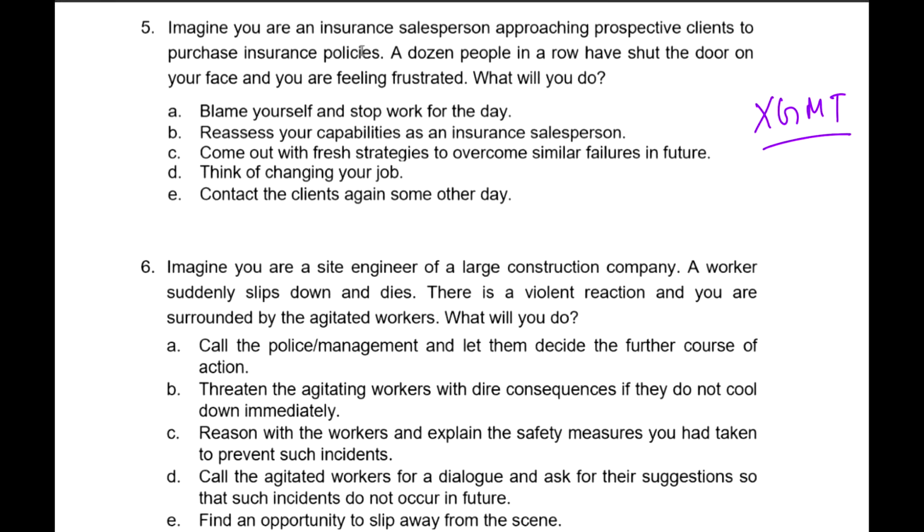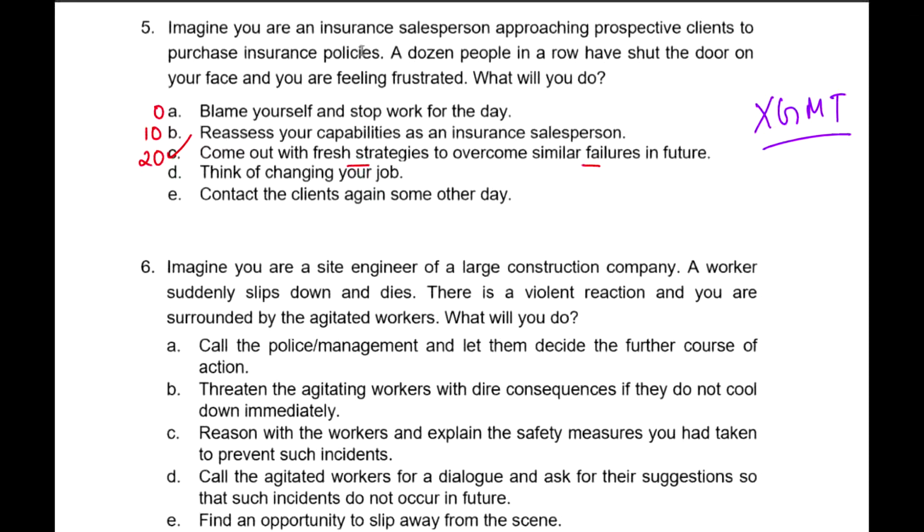Number one, blame yourself and stop. No, no, no. Number two, reassess your capabilities as an insurance salesperson. You know what? This does not get 5 points. Rather, this gets 10 points on the EQ scale. Why? Because अपने आप से पूछना कि हम कहाँ गलतियां कर रहे हैं is halfway the work. आप अपनी गलतियां सुधार चुके हो 50%, अगर आपने खुद को assess कर लिया that where are you going wrong. But that's still not the most correct answer. The most correct answer is the next one, which is to come out with fresh strategies to overcome similar failures in future. That is the best way possible and the answer of this question.